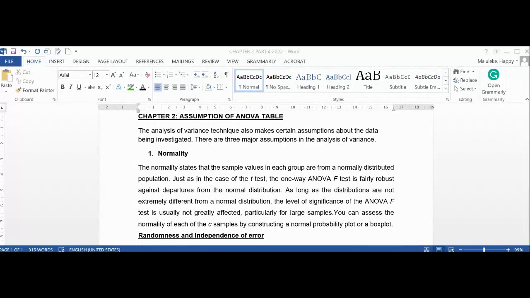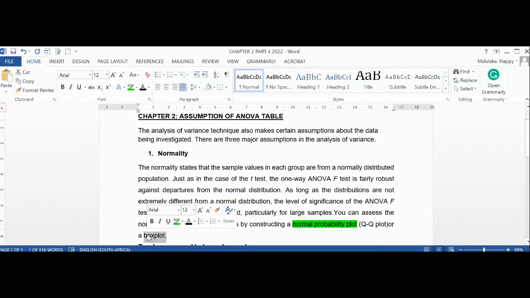You can also use what? You can also use a box plot, or you can also use what? The normality probability plot, the QQ plot. Remember the QQ plot? So I will share this document with you guys. You can also use the QQ plot or box plot. It means when coming to the box plot, you will have the box plot for each and every treatment.